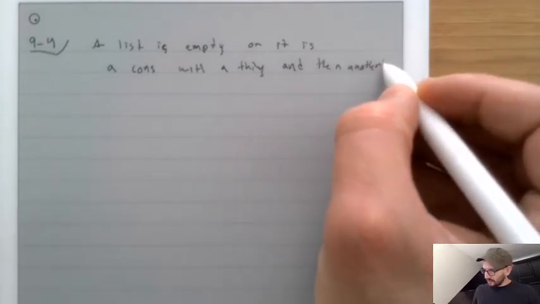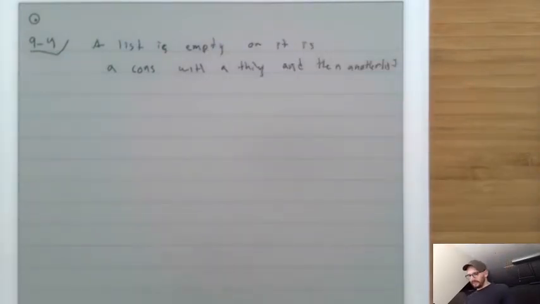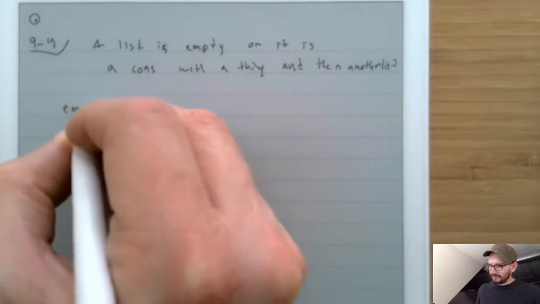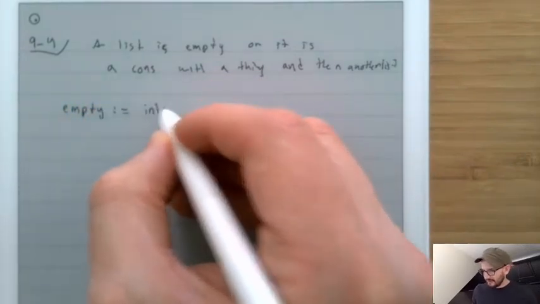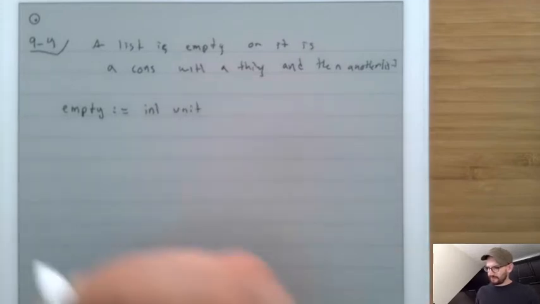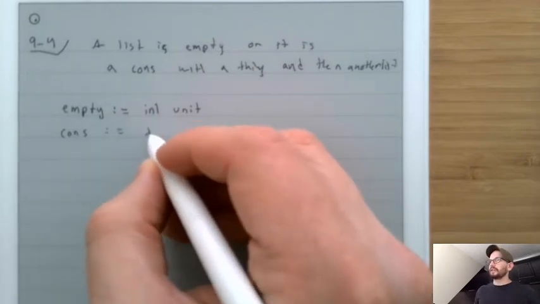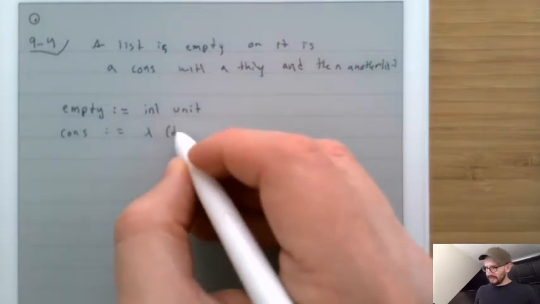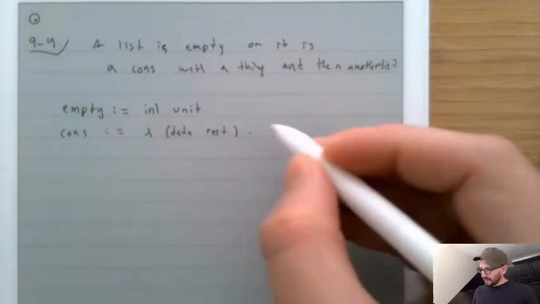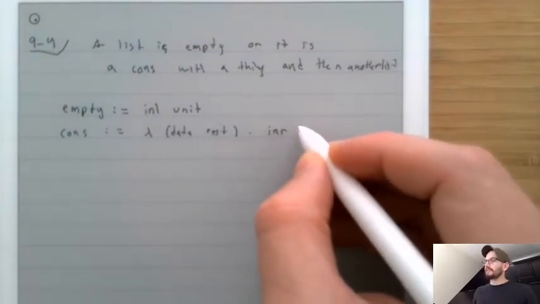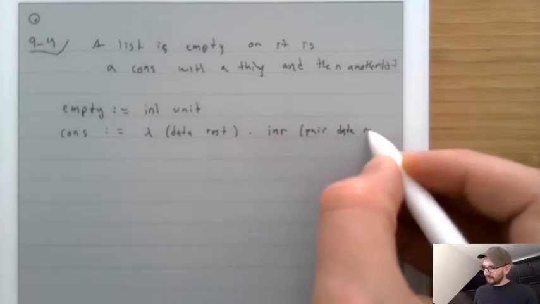So what we need to do is write down a representation for empties and a representation for conses. So we can do it this way. We can say that empty is just a left of a unit. And cons would be a function that takes the data and then the rest. And what it would do is it would have an in right of a pair of the data and the rest.